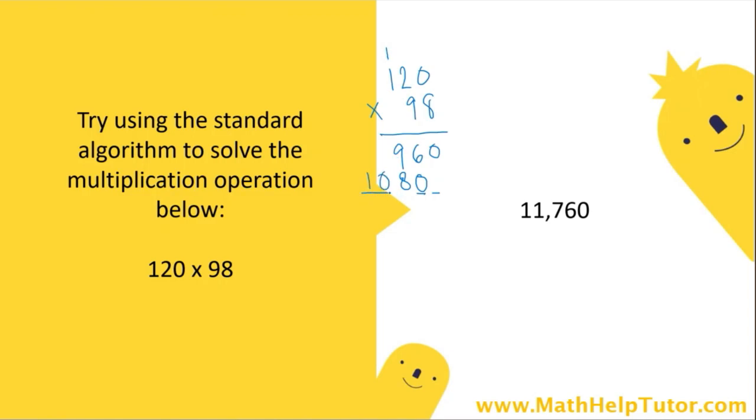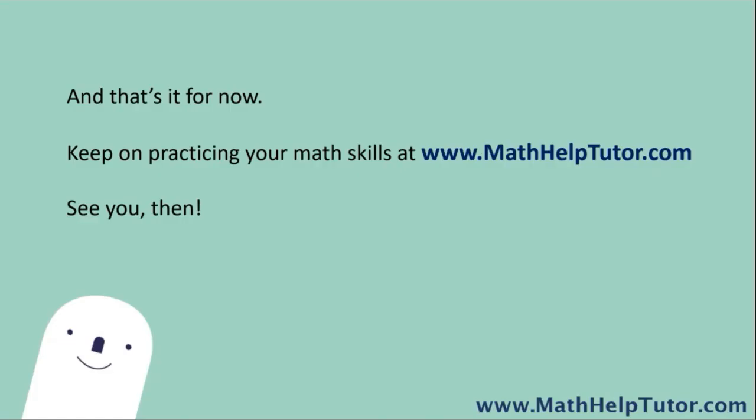We put an underline here to separate our numbers from our answer, and we put the plus sign here, and then proceed with adding using the standard algorithm. So 0 plus 0 is 0, 6 plus 0 is 6. 9 plus 8 is 17, carry over 1. 1 plus 0 plus 0 is 1. And 1 plus 0 is 1, giving us the answer of 11,760. And that's it for now.